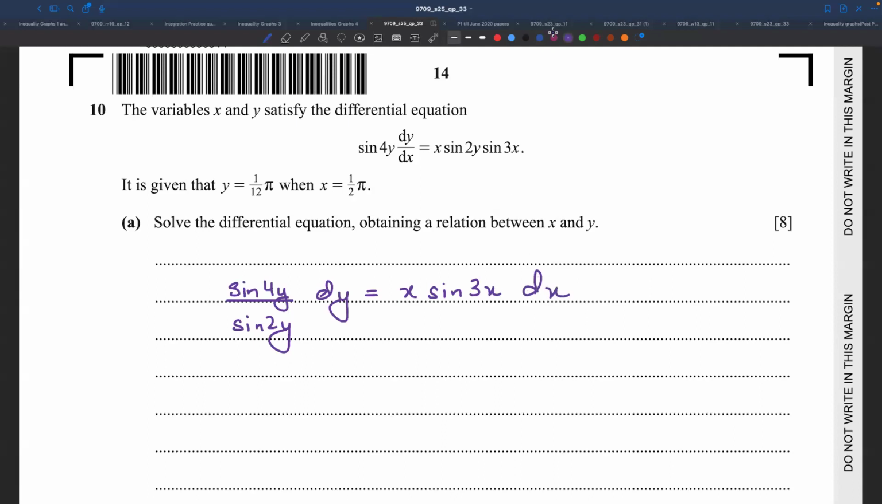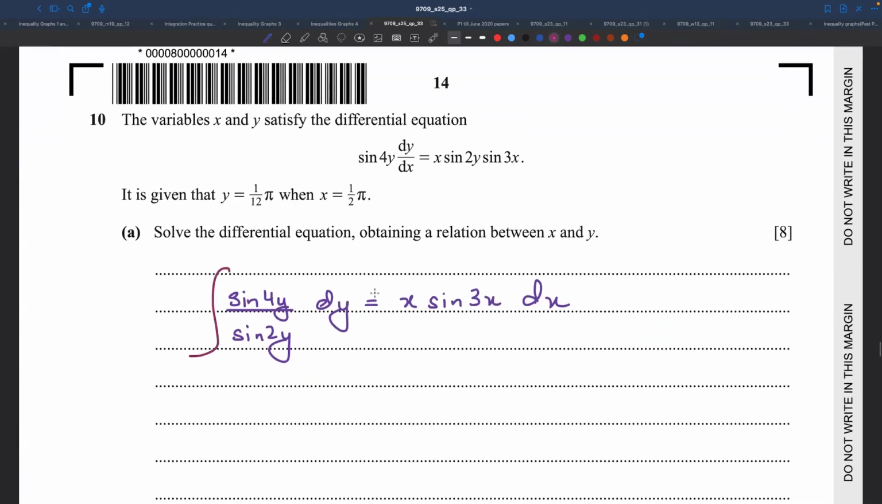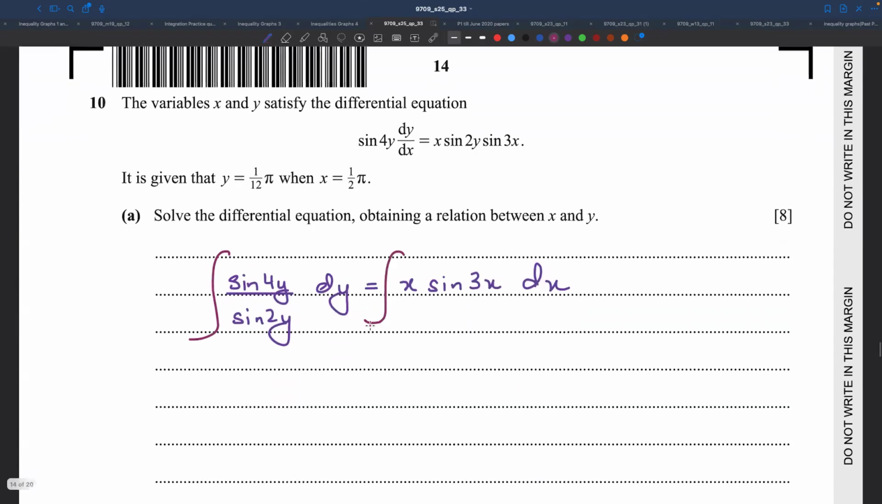So the first step we always do in differential equations is we separate the y terms with dy, the x terms with dx. That's the first step. The next step is we integrate. Now we integrate both the sides. I'll put up the integration sign on both the sides.